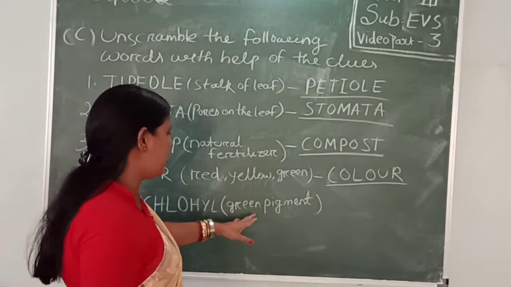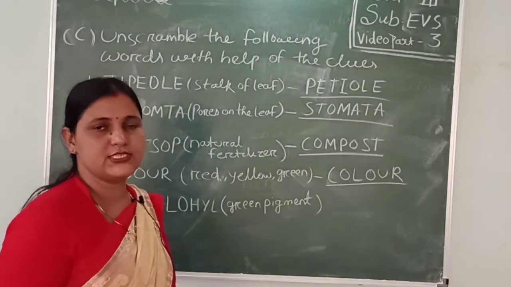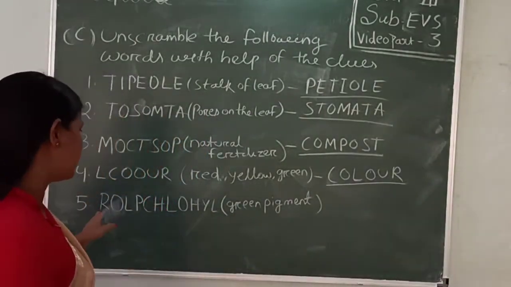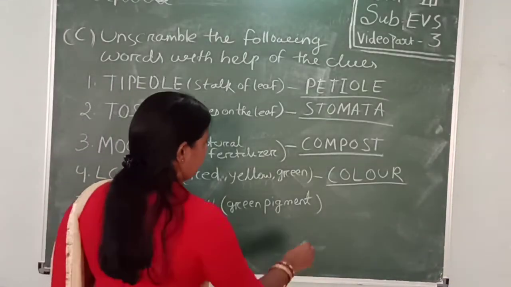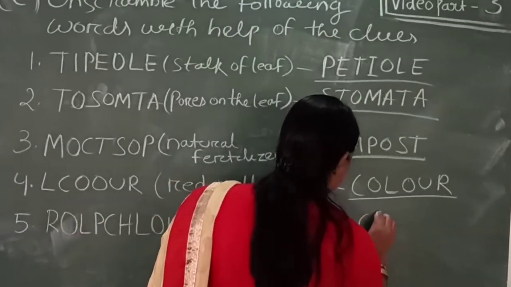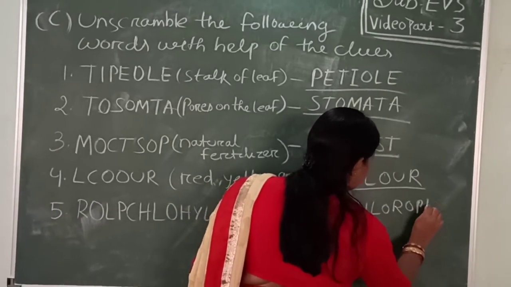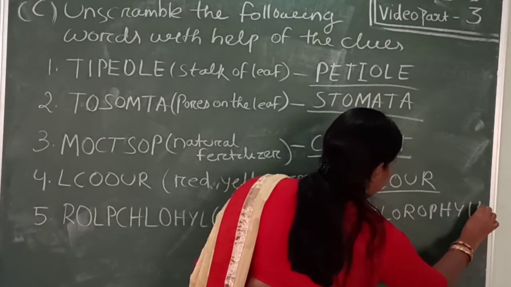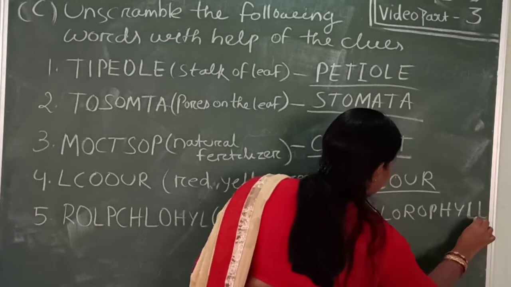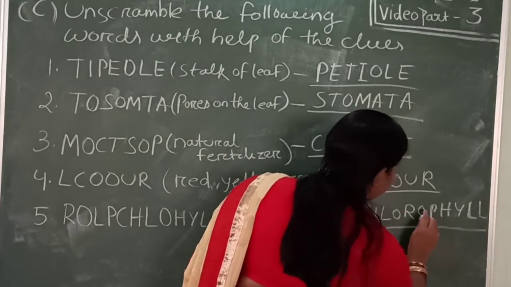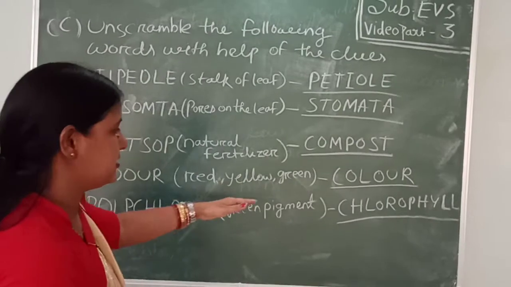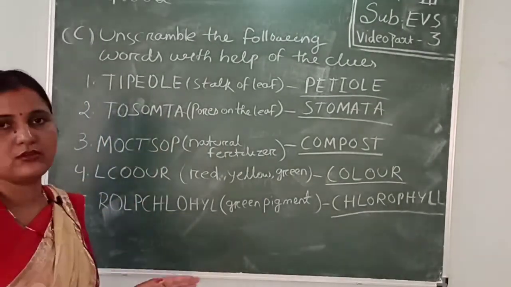Okay. Then number 5. This is called green pigment. Which is called green pigment? Chlorophyll. You write here chlorophyll. The spelling of chlorophyll is C-H-L-O-R-O-P-H-Y-L-L. This is chlorophyll. Okay. Now you all are clear.